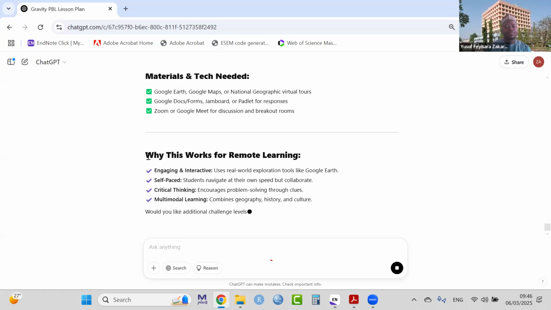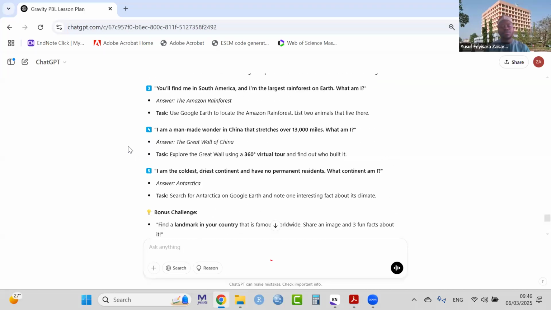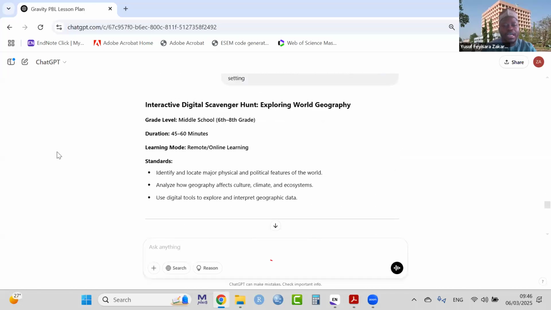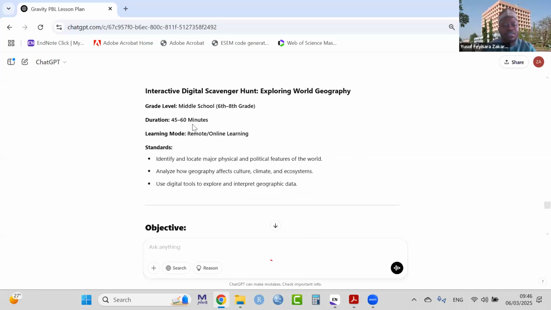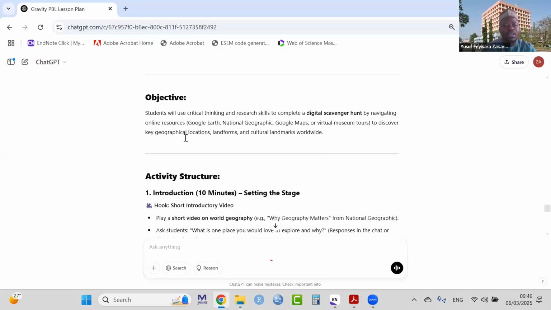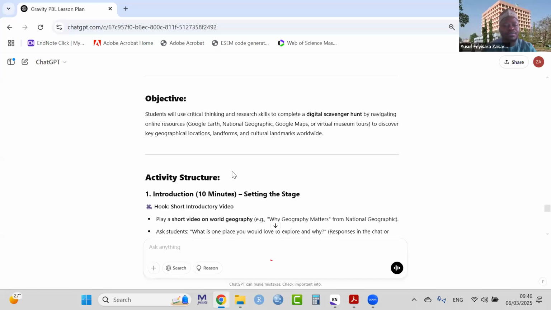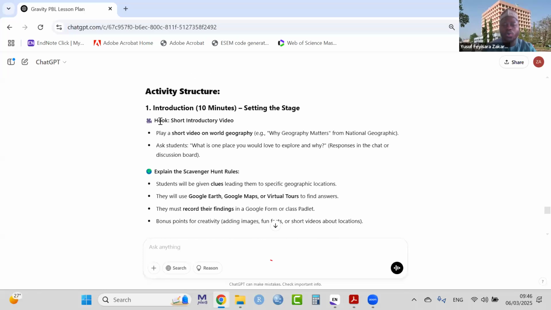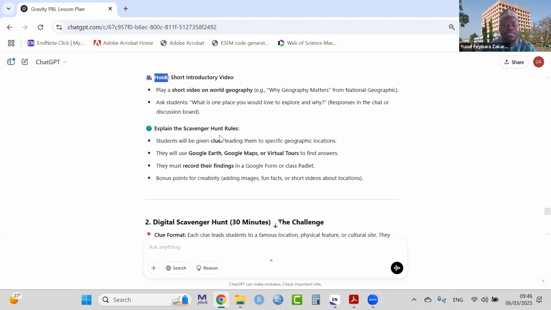Yep. So that is the end. Let us review what we have done here quickly. So we have interactive digital scavenger hunts, and we have the time, we have the objective of that. So then activity structure, setting the stage, the hook, that is the icebreaker, short introductory video about it. Explain the scavenger hunt rules. Students will be given clues leading them to specific geographic locations.